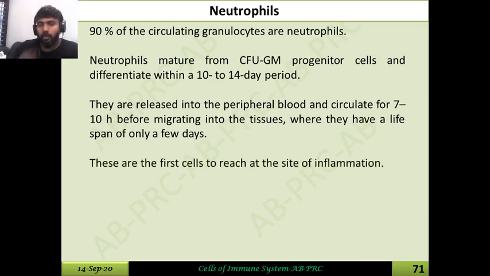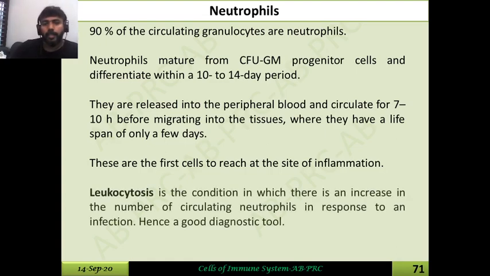Normally they are associated with phagocytosis, and definitely that leads to inflammation. So they usually migrate to sites of inflammation. The condition in which there is an increase in the number of circulating neutrophils in response to an infection is called leukocytosis in general, or neutrocytosis in specific. And this is a very good diagnostic tool for recognizing a recent infection.